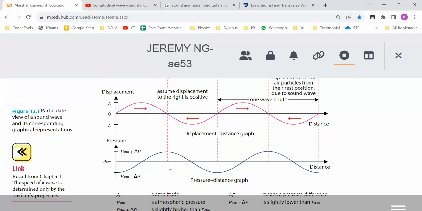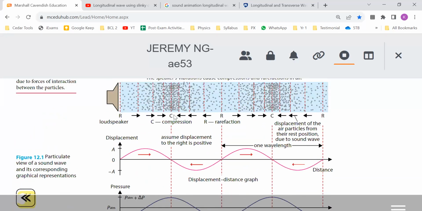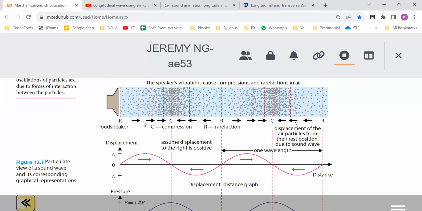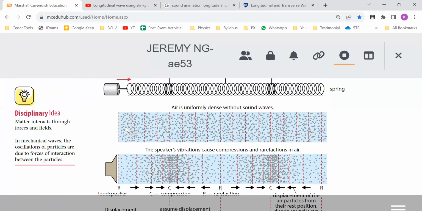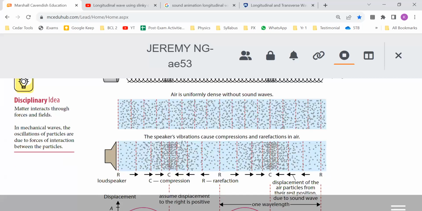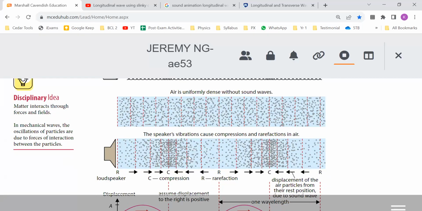However, for the case of longitudinal waves, you should realize that it is because of the way the particles are distributed versus the original setting. Originally, I'm uniformly distributed without a sound wave. Air is uniformly dense without a sound wave, as per your textbook. But once I have vibrations from the speaker, there are compressions and rarefactions. Compressions are regions of high pressure because the particles are all stuck together. Rarefactions are the counter to compressions.